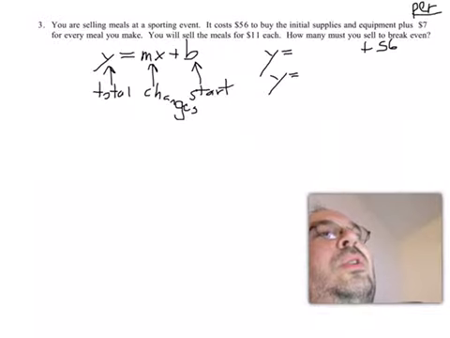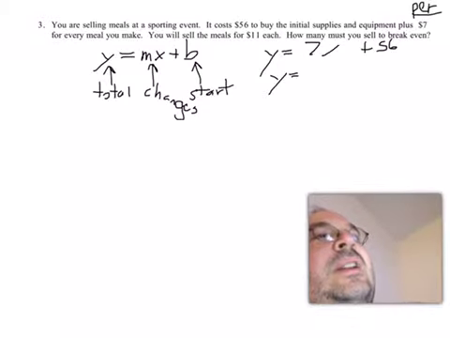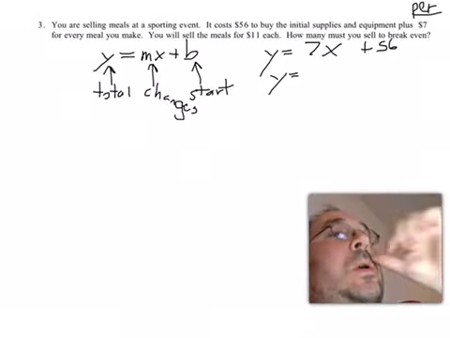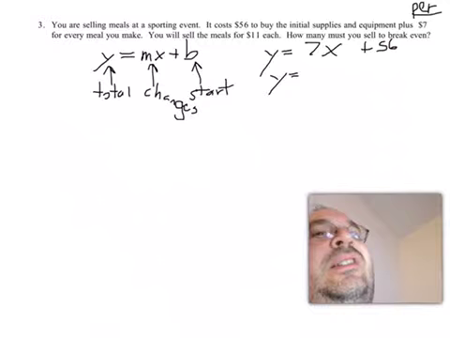And the word per tells us that this 7 here goes with the x. So I'm going to write 7x. And x will be the number of meals, okay? So $56 startup, $7 per meal, x is the number of meals. This gives me my total expenses, okay? Every time I make a meal, $7 goes into it, plus the 56 to start.